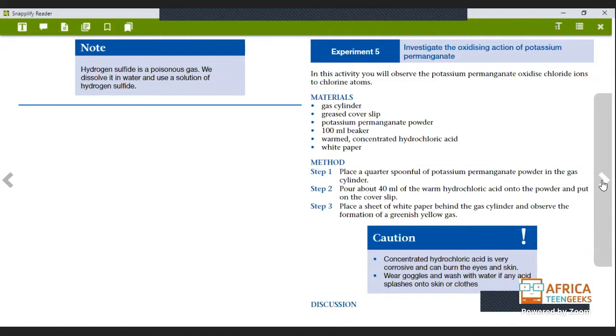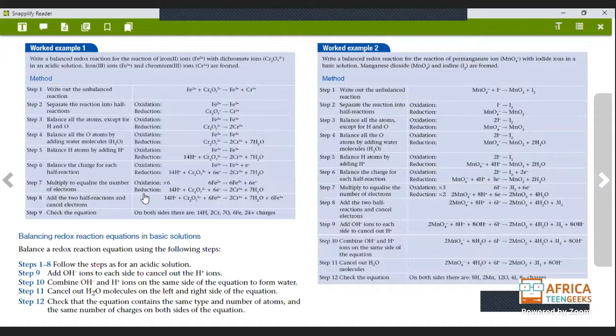Please remember that tomorrow we are doing unit 10. Practice your unit 10 and do your unit 10. It's a very long question because it's still redox reactions. Please make sure that you guys do it.